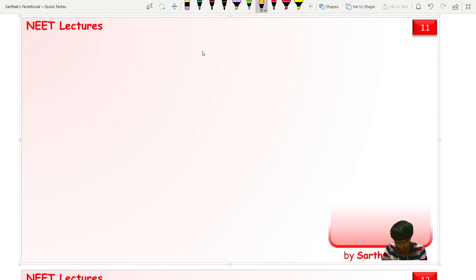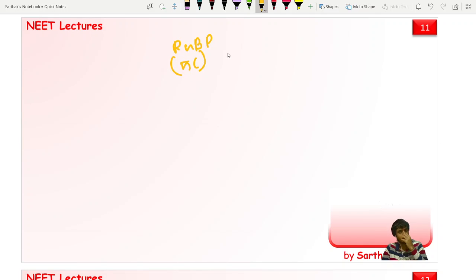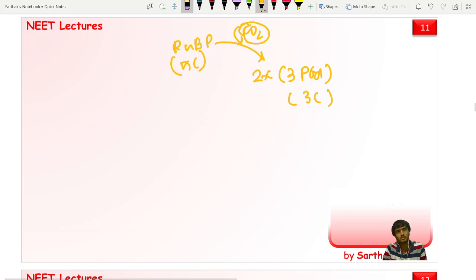What is happening in the first step? RuBP, which is a 5 carbon compound, is combining with CO2 and giving rise to 2 into 3 PGA. The 3 PGA here is a 3 carbon compound, so 5 carbon plus 1 carbon. This is 1 CO2, which is very important, 1 CO2 entering, giving 2 into 3 PGA, that is 3 carbon.